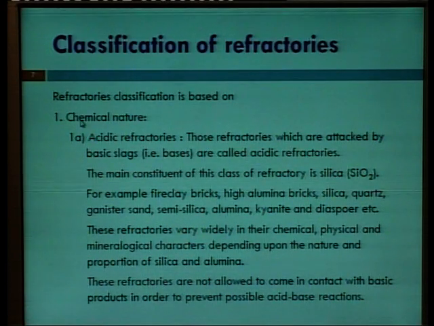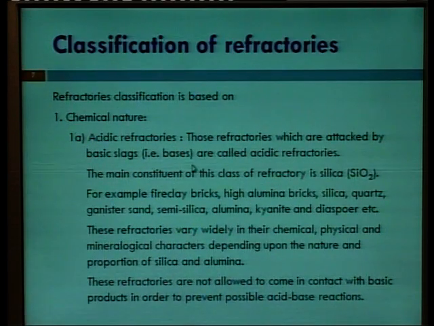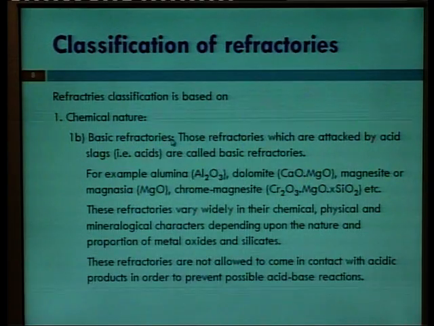Okay. The first way of classifying is by chemical nature. We have finished one chemical refractory, called acidic refractories. So, when we say one is acidic, obviously the second will be basic refractories, and in a similar way to how you defined acidic refractories, you can also define basic refractories. What are basic refractories? Those refractories which are attacked by acid slags or acids are called basic refractories.